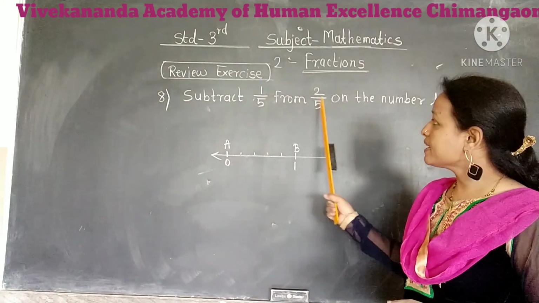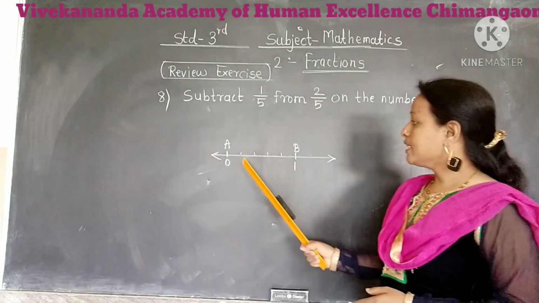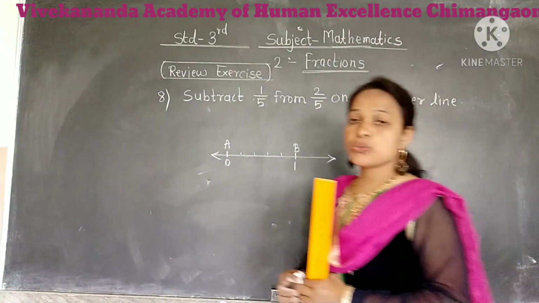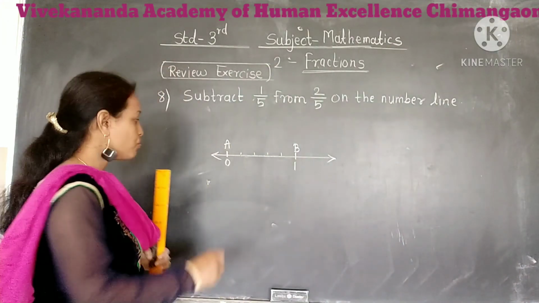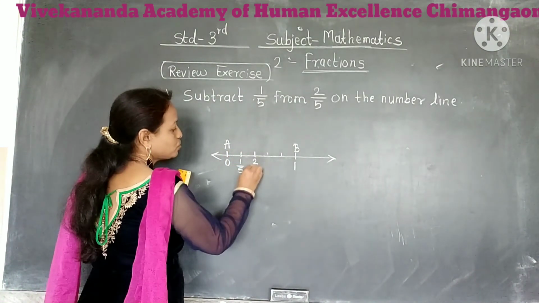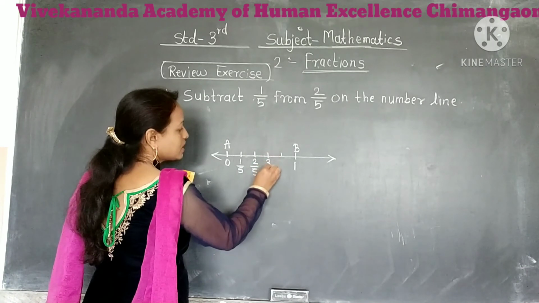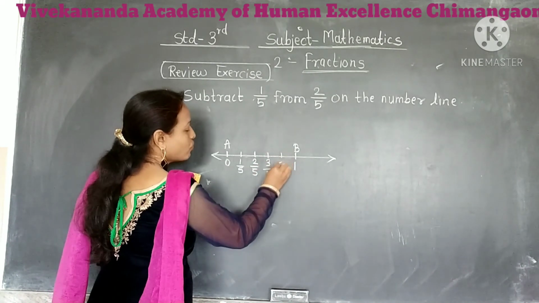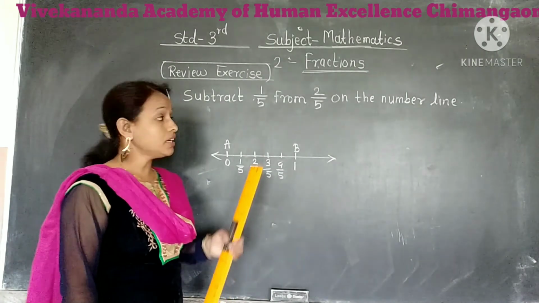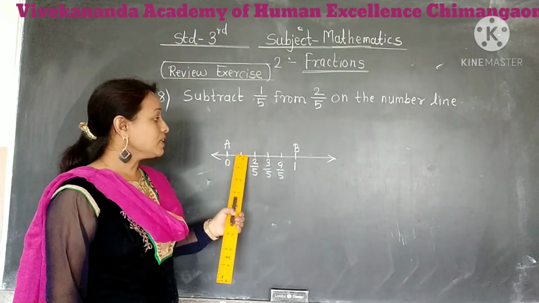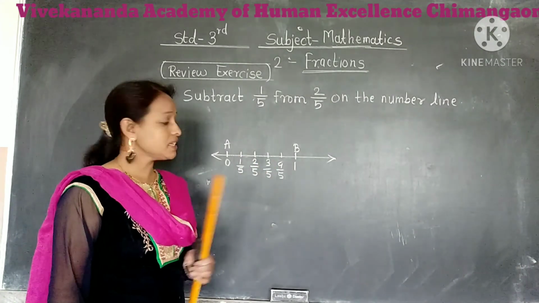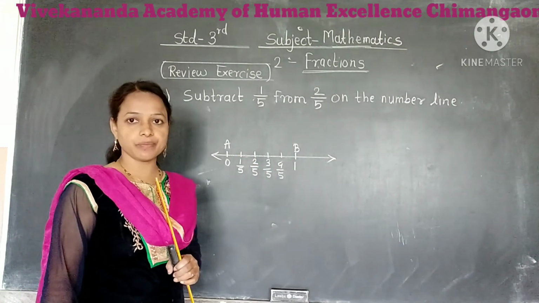Since the denominator is 5, we divide line segment AB into 5 equal parts. So here each part represents 1 upon 5. 1 upon 5, 2 upon 5, 3 upon 5, 4 upon 5 and 1. See student, here the denominator is 5, so we divide line segment AB into 5 equal parts, and each part represents 1 upon 5.